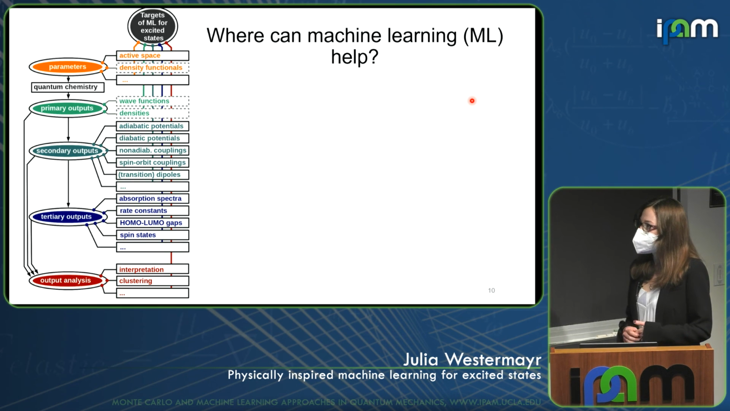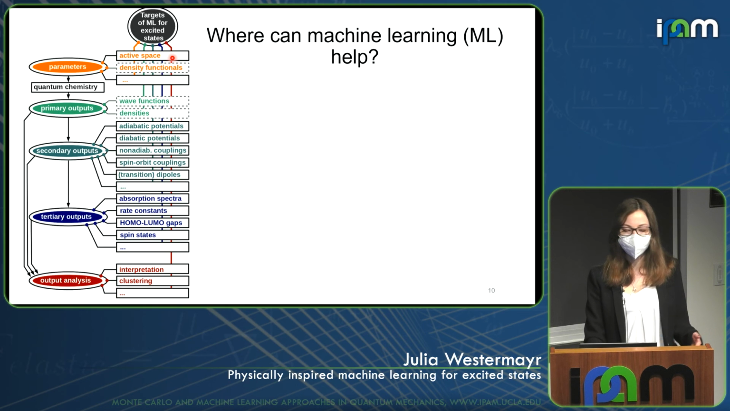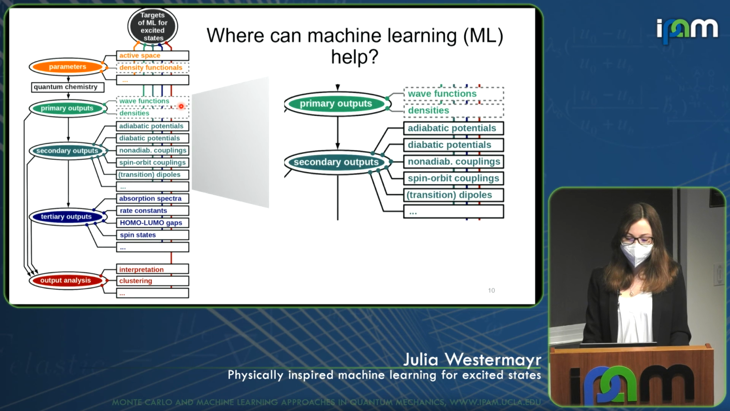To put this talk into a bit more context, where can machine learning help for excited state simulation? For instance, we could use machine learning to get an active space or to show us which density functional we need. In most talks today, we have heard about machine learning for fitting the primary output of quantum chemistry, which would be basically the wave function or the density. But this is extremely challenging for excited states. What most people actually do is focus on secondary outputs, and I will also focus on learning secondary outputs during this talk.